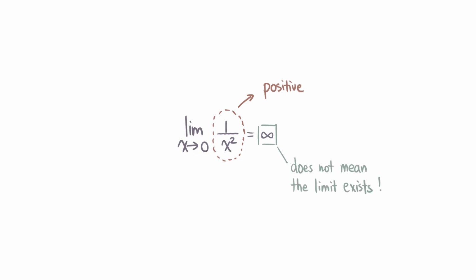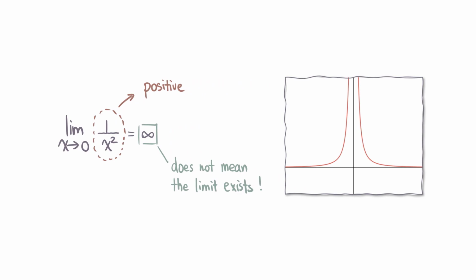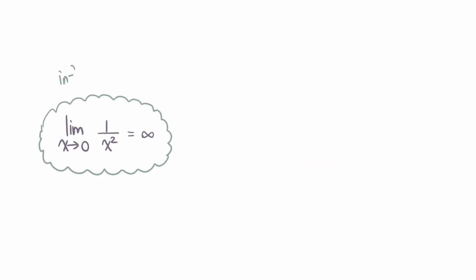But for another function 1 over x squared, we can actually write infinity since 1 over x squared is positive for any non-zero real number x. It's important to know that being able to write infinity does not mean the limit exists. This infinity means that the function increases without bound. And this limit is called an infinite limit.